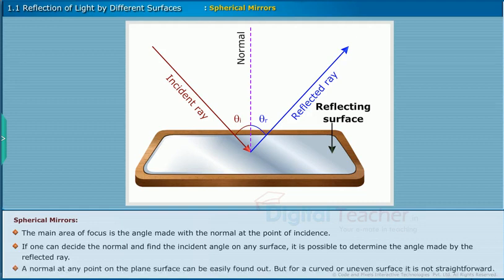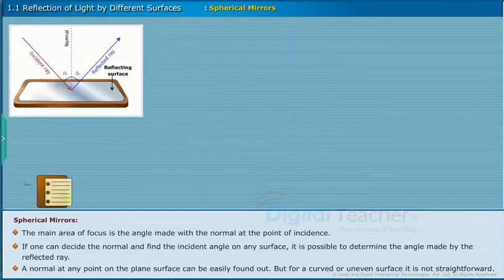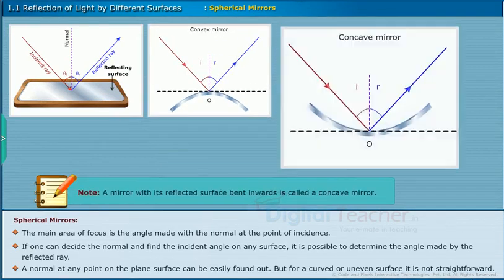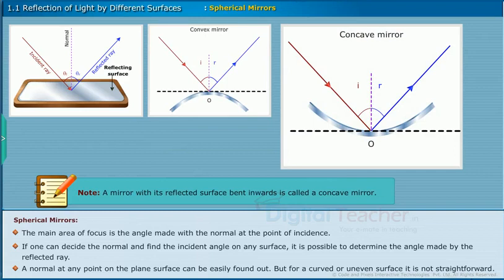A normal at any point on the plane surface can be easily found out, but for a curved or uneven surface, it is not straightforward. Note: a mirror with its reflecting surface bent inwards is called a concave mirror.